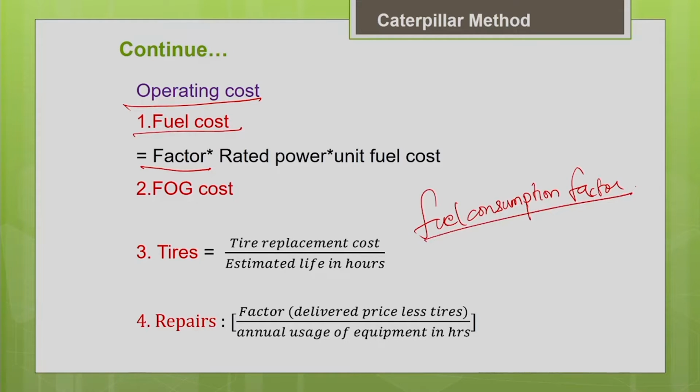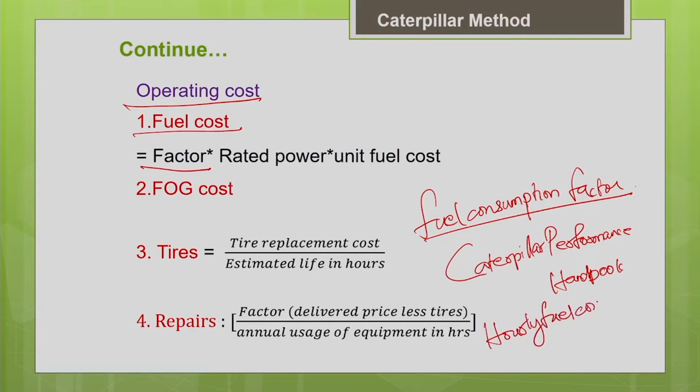So basically, as I told you, for example, if you look into the Caterpillar Performance Handbook, they have given the hourly fuel consumption for different models of machine. Directly you can get it. Hourly fuel consumption is provided for the different models of machine manufactured by them. So directly you can get the hourly fuel consumption, and they have defined the load conditions. For different load conditions, they have given the values.